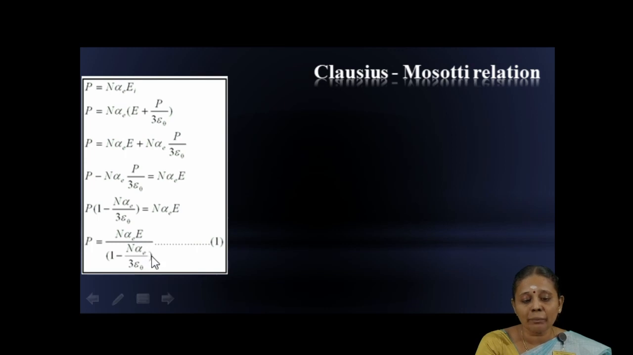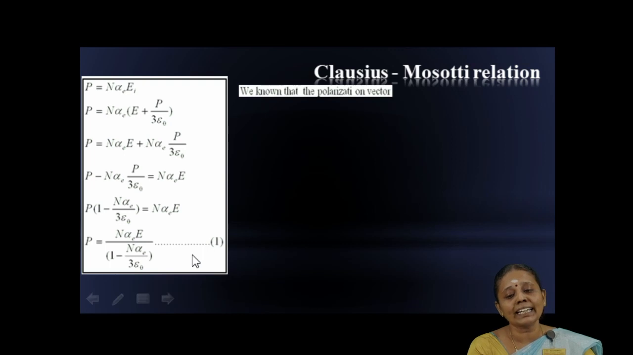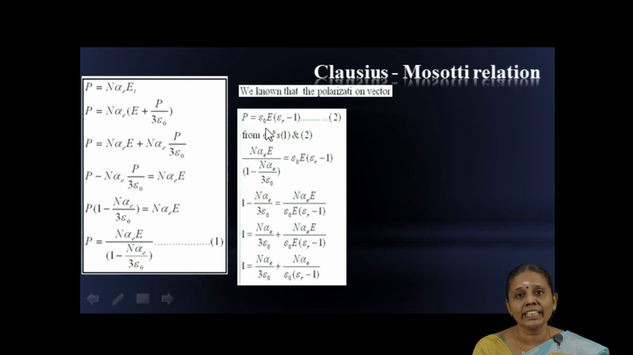This polarization vector becomes P is equal to N alpha E into E divided by 1 minus N alpha E by 3 epsilon naught. We also have to calculate the polarization vector from the basic definitions. So from the basic definition, the value of polarization vector is P is equal to epsilon naught E into epsilon r minus 1. Here epsilon r is nothing but the relative permittivity of the material. So take this as equation number 2. Already we derived the polarization vector value.